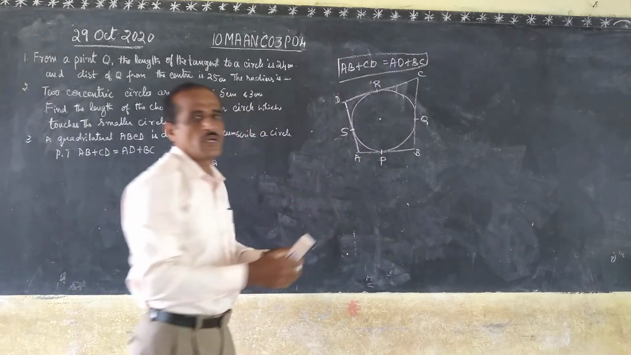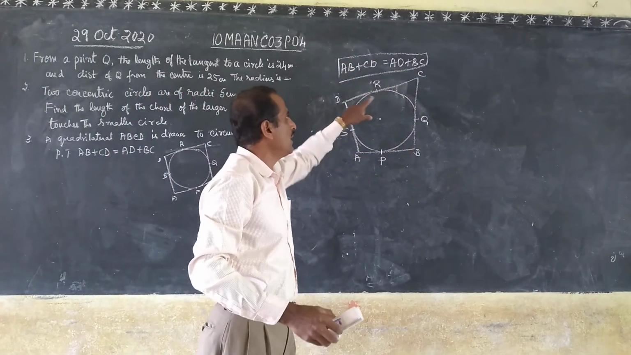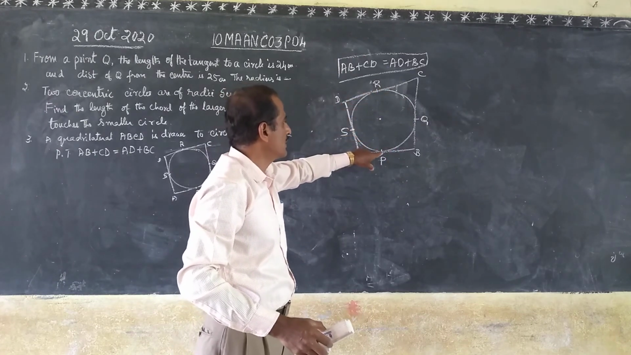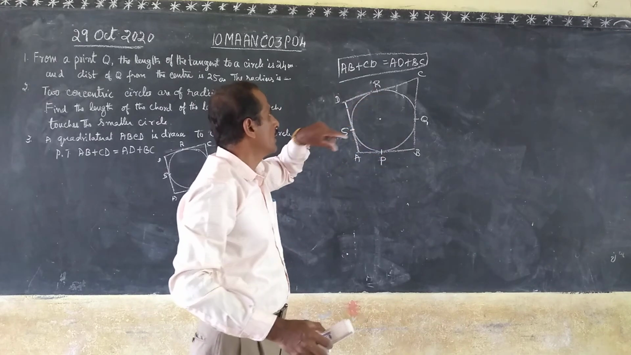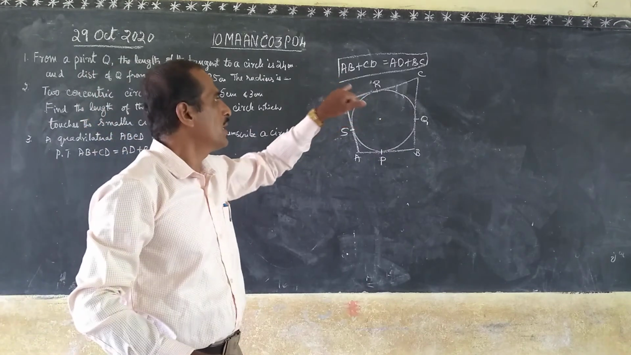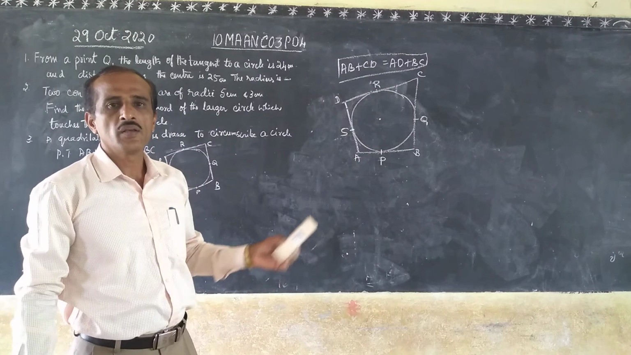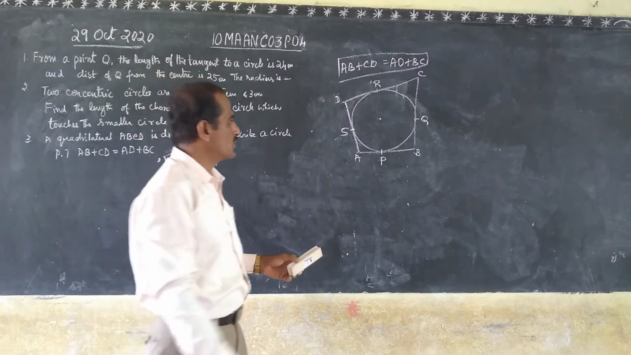How to prove this? See, understand the question. A quadrilateral ABCD circumscribes the circle, touching it at 4 different points P, Q, R and S. You have to prove AB plus CD is equal to AD plus BC. How to do this? Using the properties of the tangents, you can prove this question.